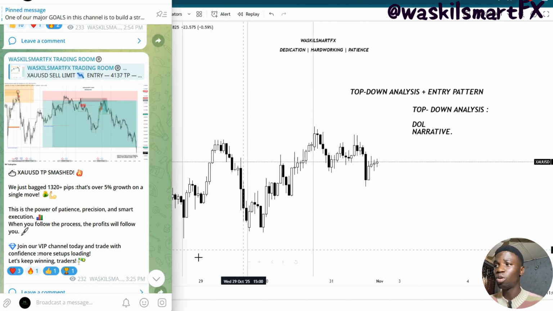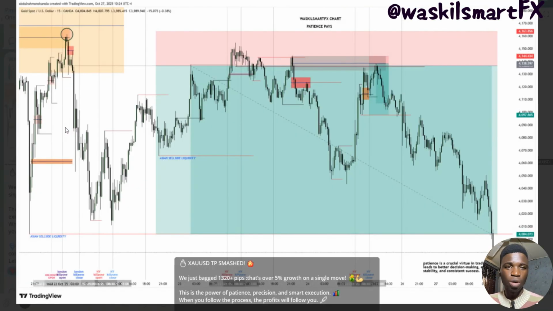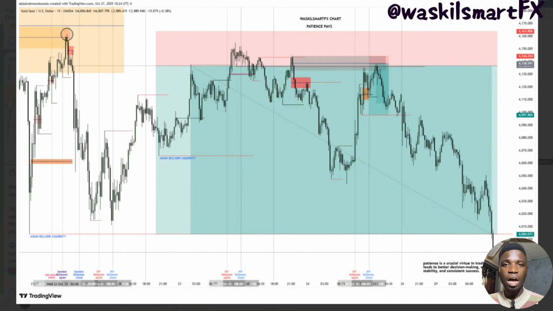Today we'll be talking about how I'm able to make this 1,000 pips plus on gold. That's 1,320 plus pips on gold. We're looking at why I took the trade, what the strategy behind the trade is, what the pattern is, and what things come together to bring out the trade.